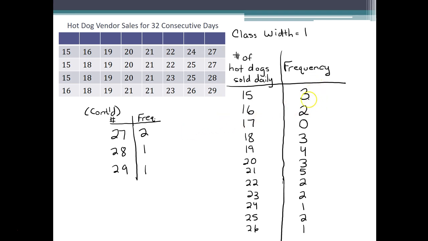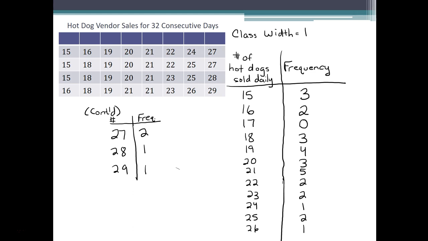Now notice that your frequencies, if you add them up, should add up to how many data points you have. 3 plus 2 is 5, 5, 8, 12, 15, 20, 22, 24, 25, 27, 28, 30, 31, 32. And that makes sense that we have information for 32 consecutive days. We have 32 data points here, so the frequency should add up to 32. And that's going to be the case each time. Your frequency should add up to however many data pieces you're looking at in your list.